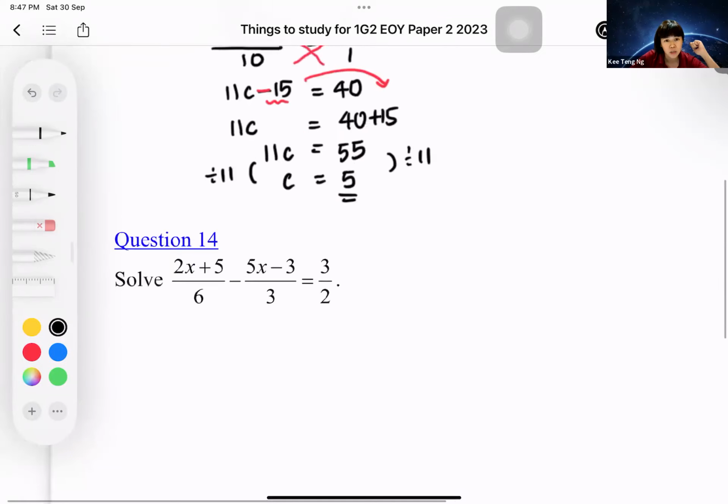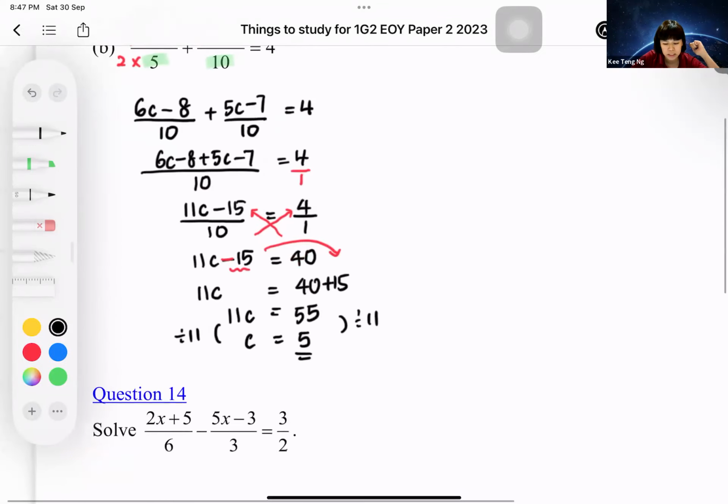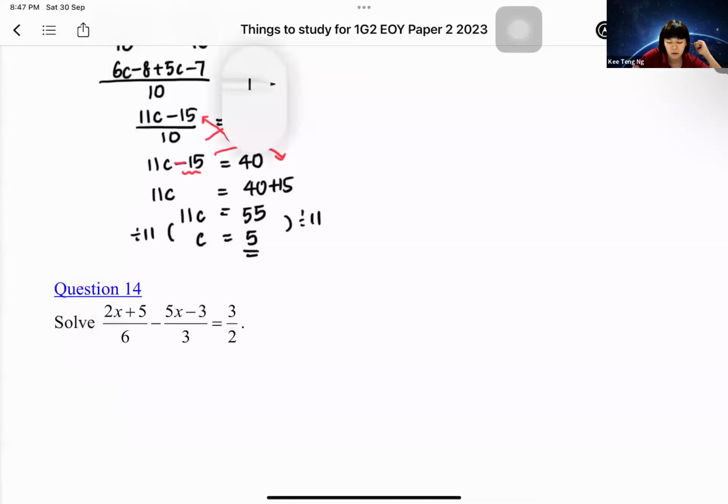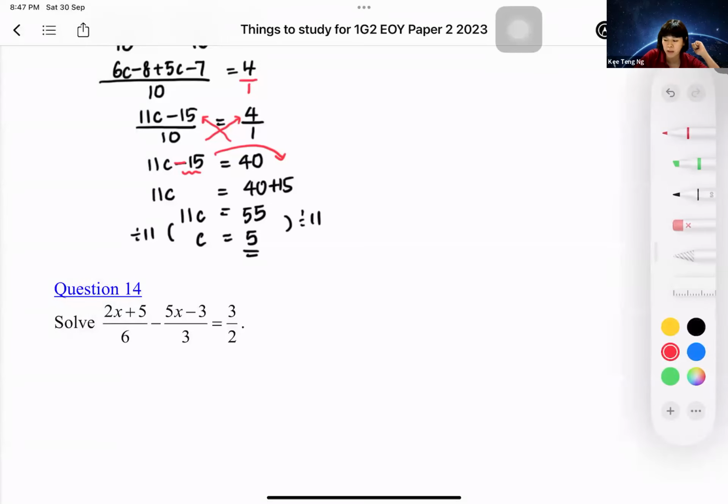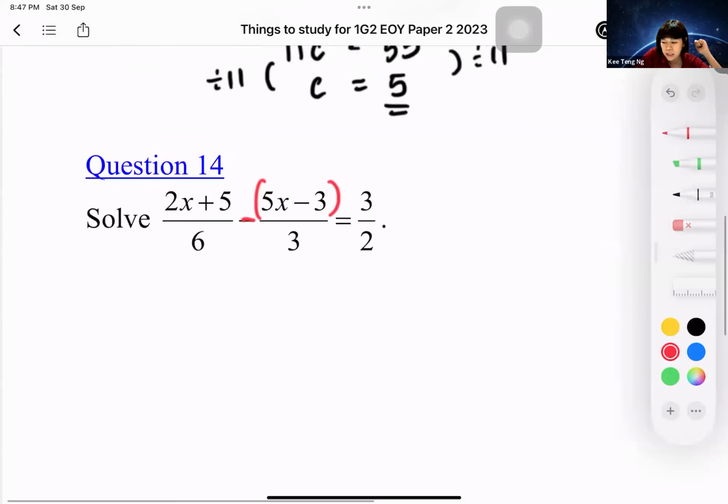Right, then the next question, question number 14. All right, something similar, just that in this case, I purposely chose the one that has a negative sign. So must take note, negative sign. Later I need to change the sign. So let us observe this together. This is 6, this is 3. What's the LCM for the denominator? Yes, 6, right? So in this case, I only need to multiply by 2 here, multiply by 2 here.